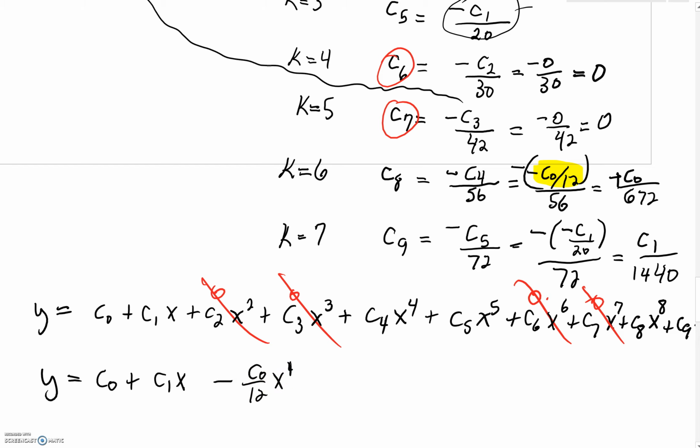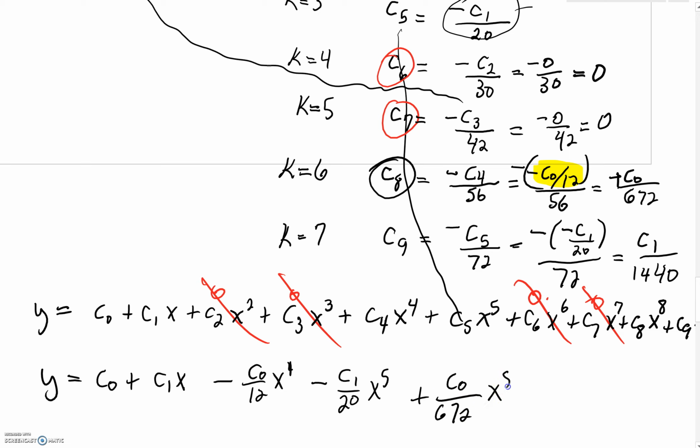You'd say, what about what's in front of C sub 5? Well, a negative C sub 1 over 20. And then we could say, what about C sub 8? Well, we saw that that was a positive C sub 0 over 672. That's this thing right here, and that's going to be what's in front of x to the 8th. And then x to the 9th would have this one, C sub 1 over 1440, x to the 9th.